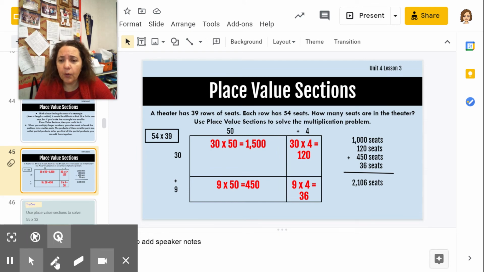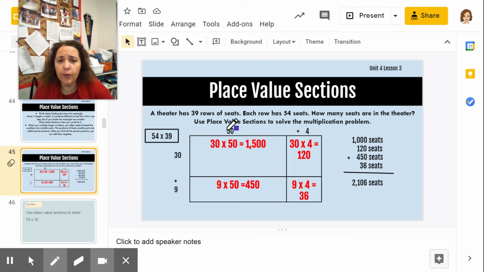Okay, so this is what I did. Remember, we broke apart the 54 into a 50 and a 4, and I broke apart the 39 into a 30 and a 9. And now remember the place value sections. Maybe this is becoming more familiar, where we draw the box, break it apart into 4 sections, and then I do 30 times 50, and I know 3 times 5 is 15, and then I add my 2 zeros, and then I do 30 times 4, 3 times 4 is 12, and then I add my 0, and then I do 9 times 50, 9 times 5 is 45, add my 0 back, and then 9 times 4 is 36, and then I just add it all together.